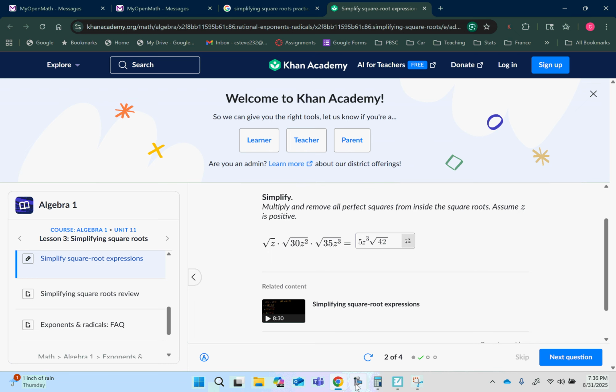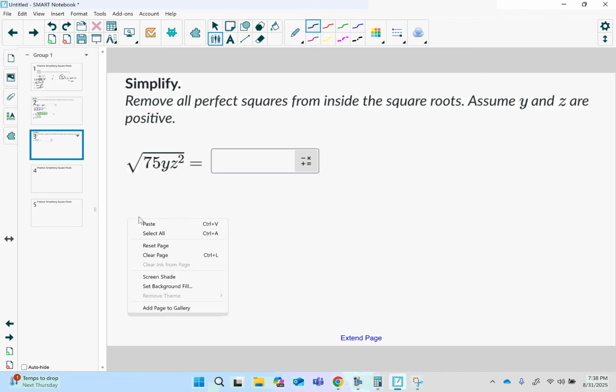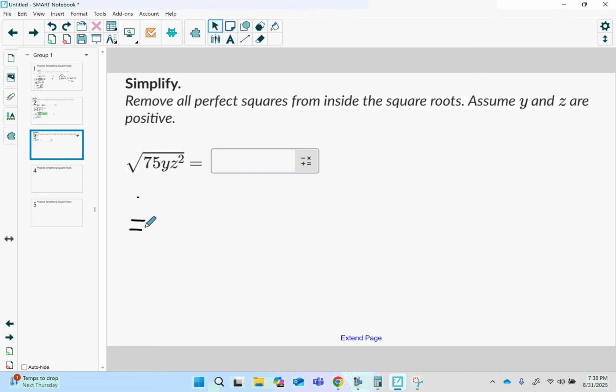And I will pause the recording while I set it up, just to save us a little time. All right, so here we have a new example. I'm going to rewrite this problem down here.